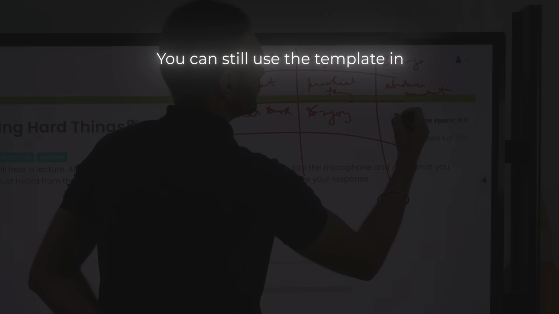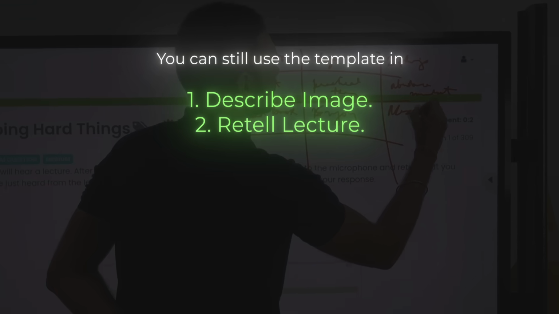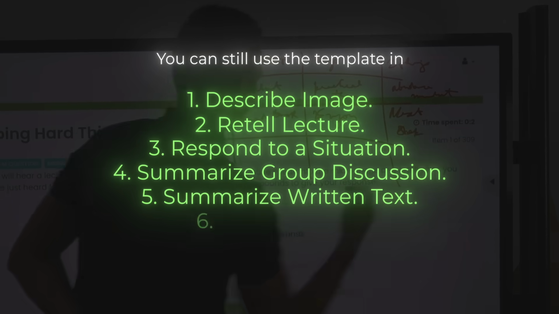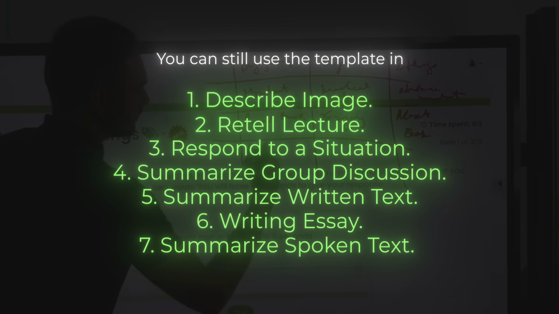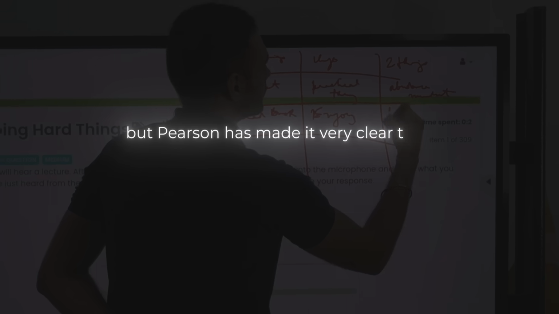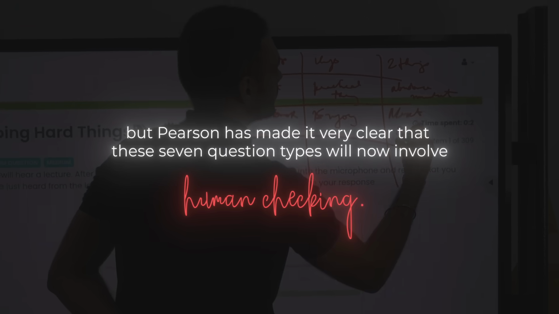First of all, remember, describe image, you can still use the template. Read a lecture, you can still use the template. Respond to a situation, summarize group discussion, summarize written text, writing essay, and summarize spoken text. These 7 question types, you can still use the template. But Pearson has made it very clear that these 7 question types will now involve a human check.